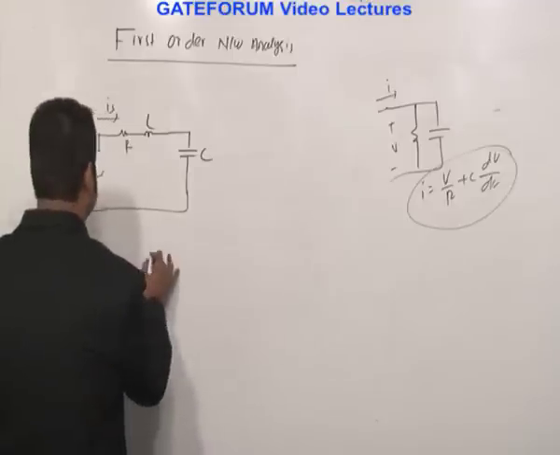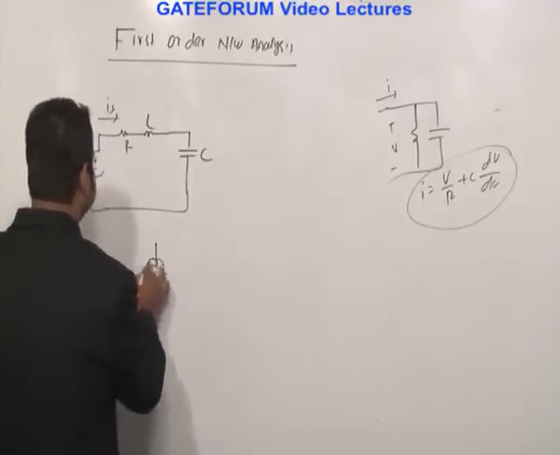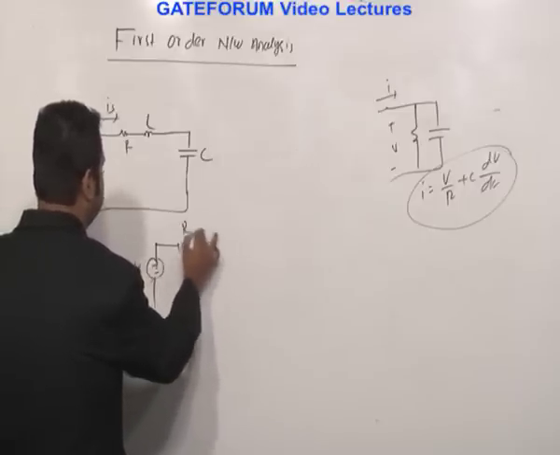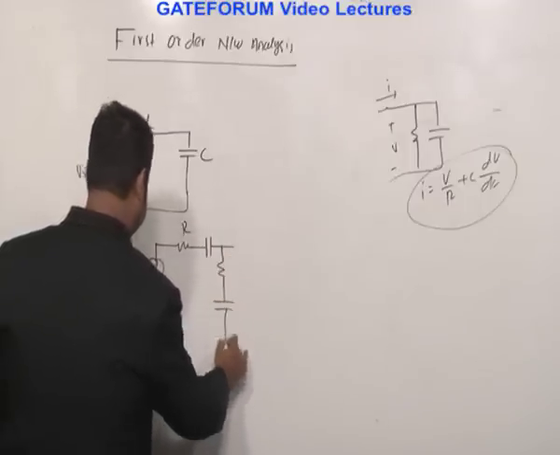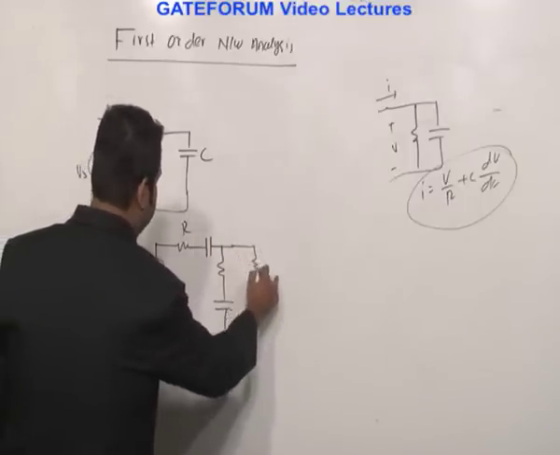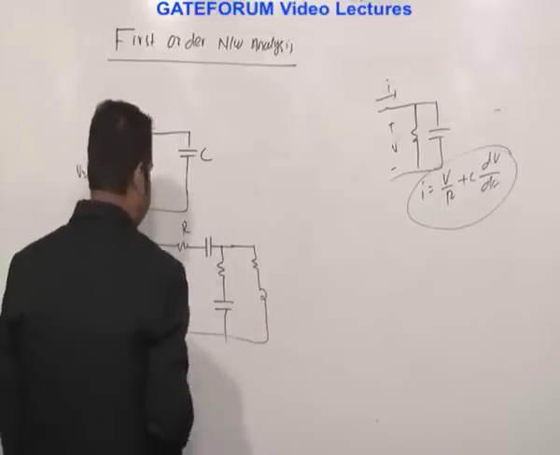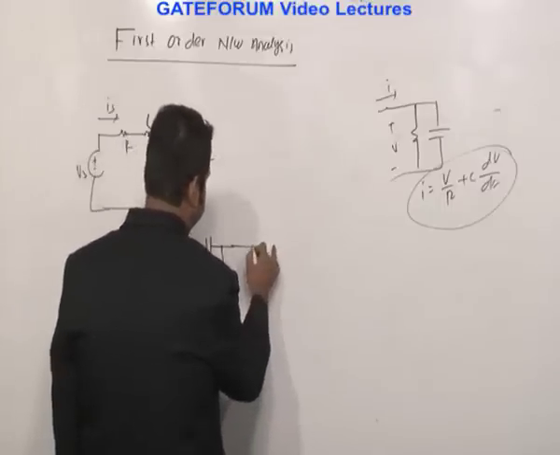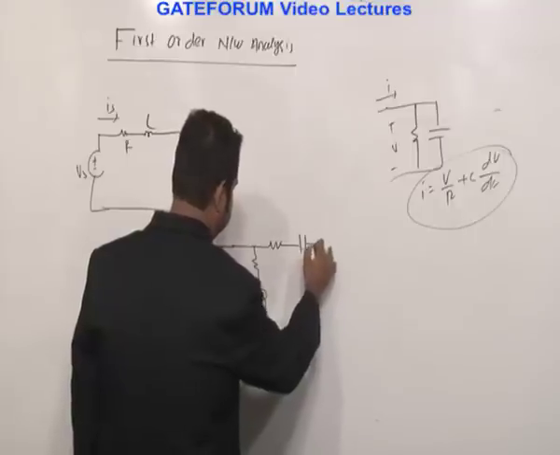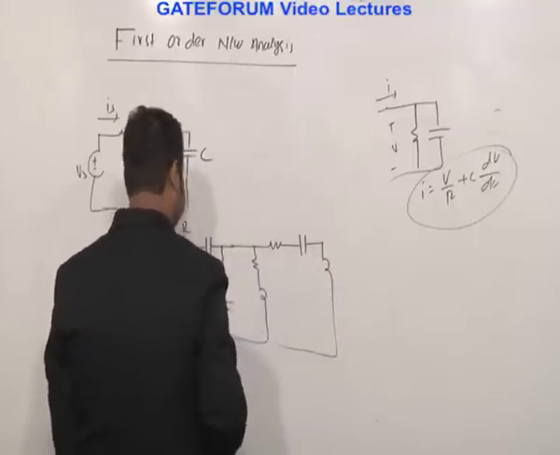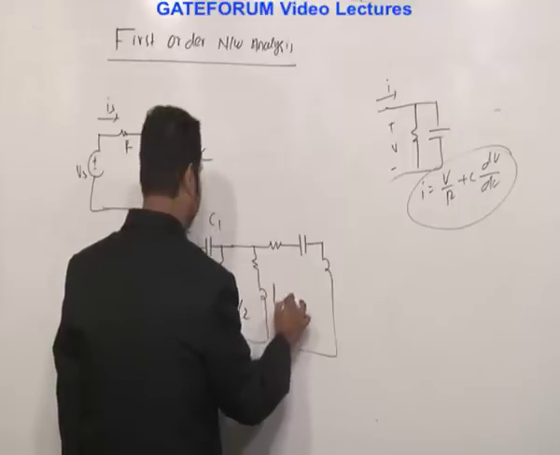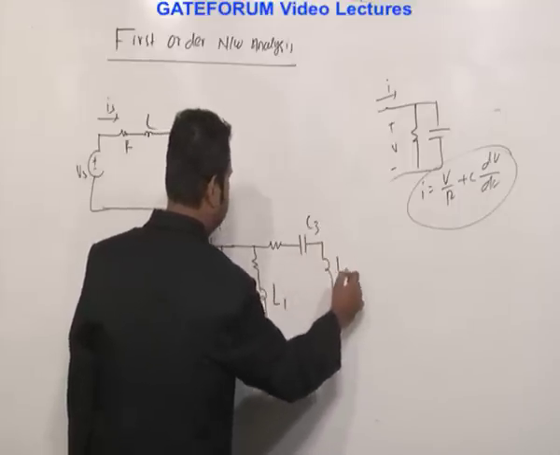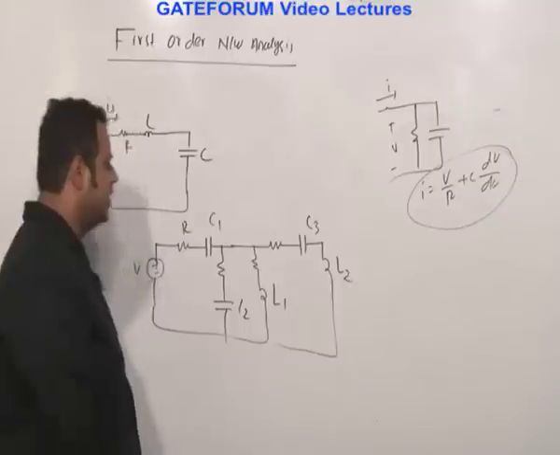However, if the situation would have been like this, let's say that I have a voltage Vs, which is something like this, and this is R, and this is C, and this is R, this is C, and this is R, and this is L, and again this is some R, this is C, and L, something like this. So let's say this is C1, this is C2, this is L1, C3, L2.